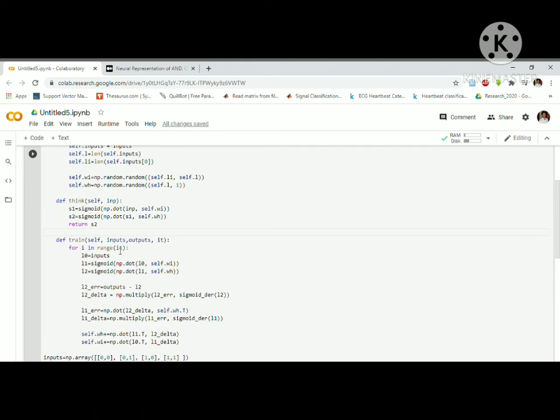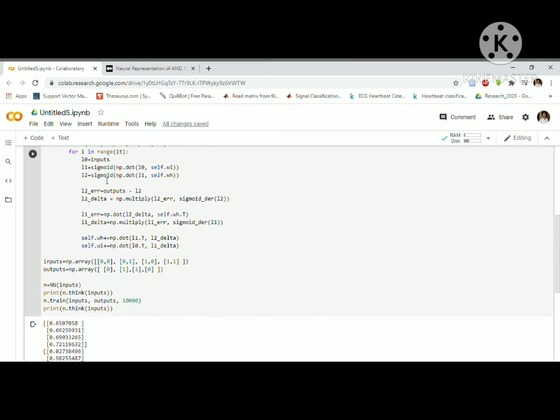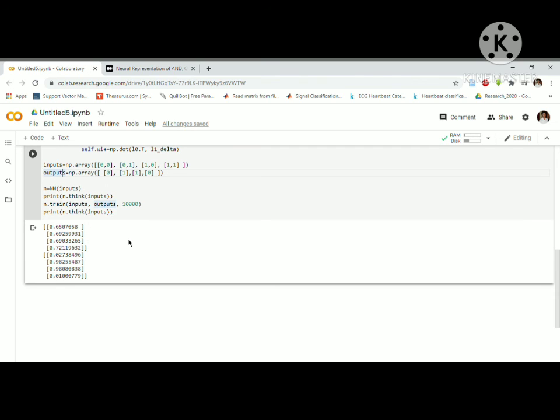Then we have trained our classifier here with some random values, and then we have the check condition here and here. Then we have given our required inputs for the OR gate and the outputs for the OR gate. Then we have run the code here. Then we have got these expected outputs.